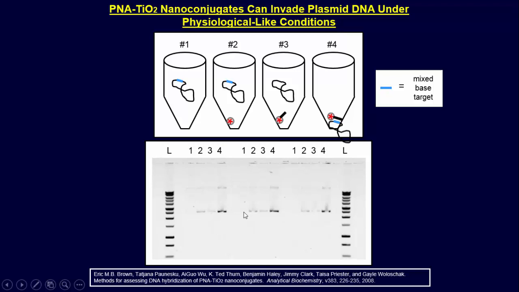Tube 1 we get nothing, right? We don't see any detectable DNA in tube 1, so that's holding true so far. In 2 and 3 we see something, right? So there's obviously some non-specific interaction happening in this experiment, but needless to say, it's a lot less than in tube 4. So we took this as a good sign.